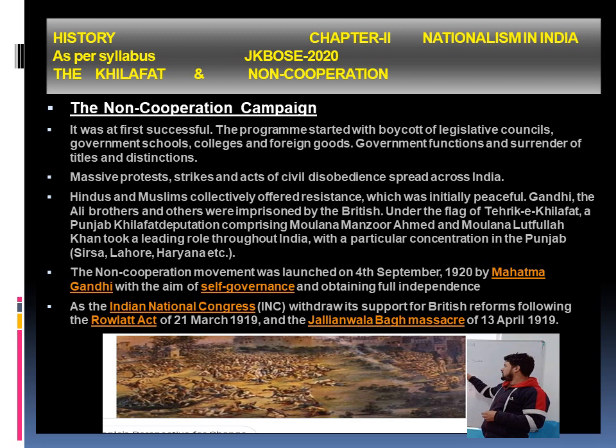Later, when the All India National Congress joined hands to fight against the British, they withdrew their support because the British Imperial Legislative Council passed a law called the Rowlatt Act on 21st March 1919, which resulted in the Jallianwala Bagh massacre of 13 April 1919.